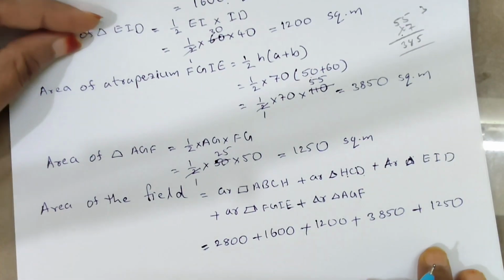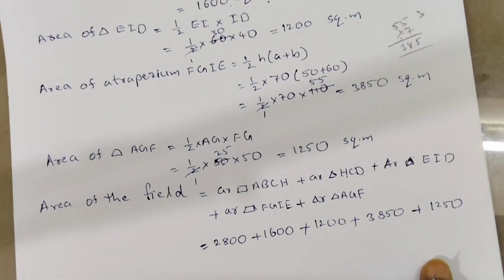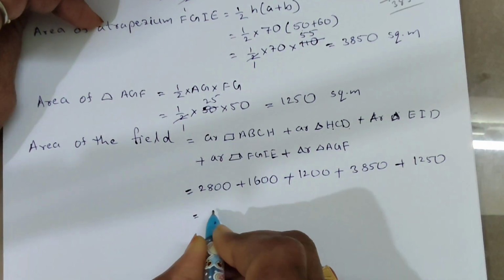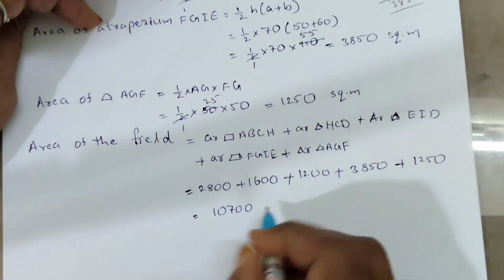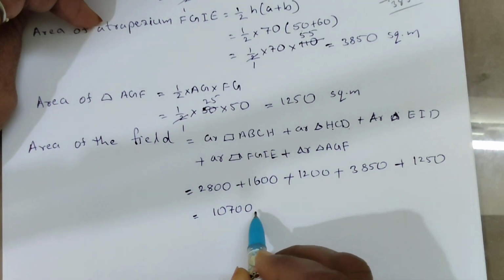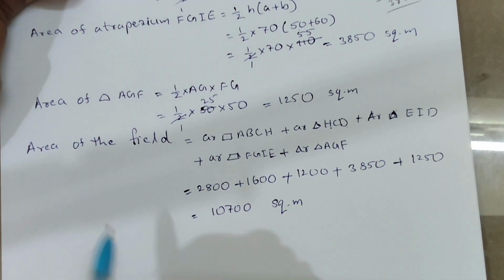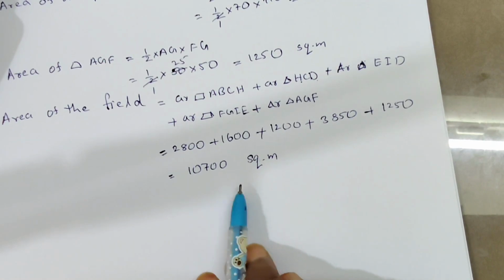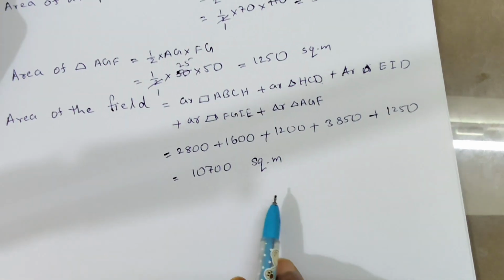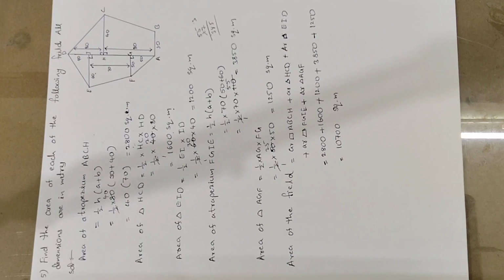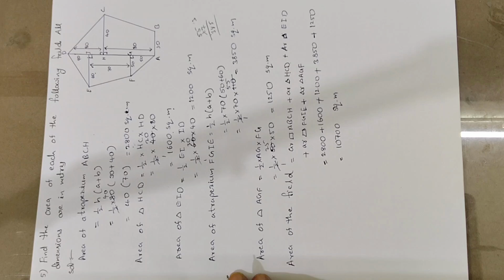Now add all these numbers. 10700 square meters is the total. So this is the complete area of the field. This is the complete first solution.